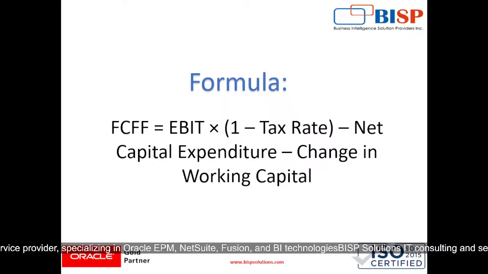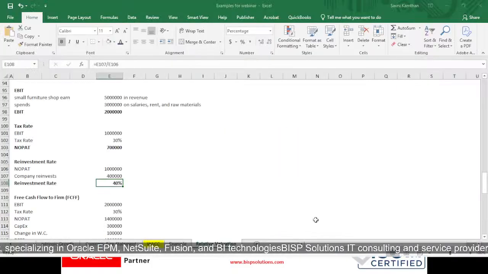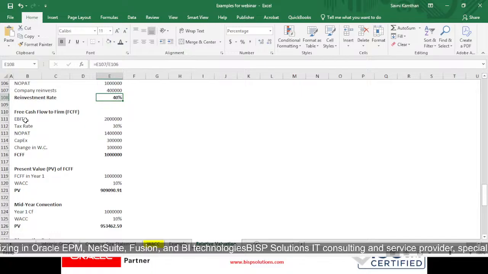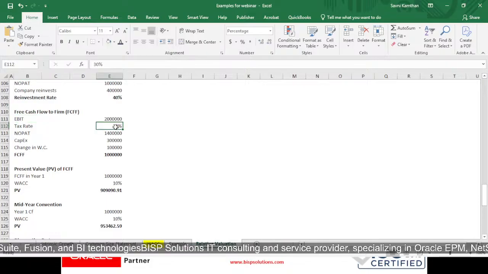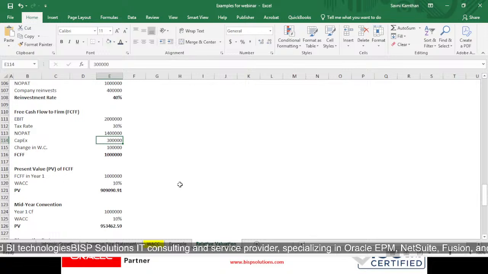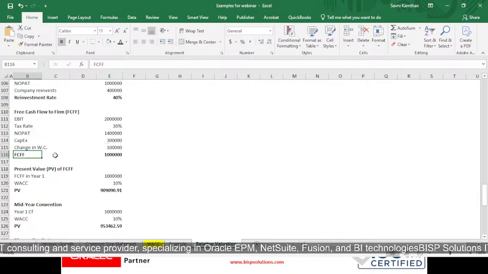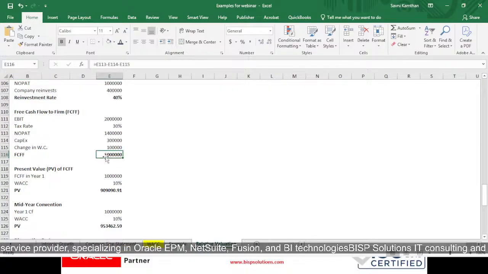So after that, to understand it clearly, EBIT is around 20 lakh and the tax rate is 30%, and our NOPAT is 14 lakh and capex is 3 lakh. The change in working capital is around 1 lakh. So we have to calculate our FCFF. It will be calculated by deducting 3 lakh and 1 lakh from our 14 lakh. So we will be getting our FCFF.